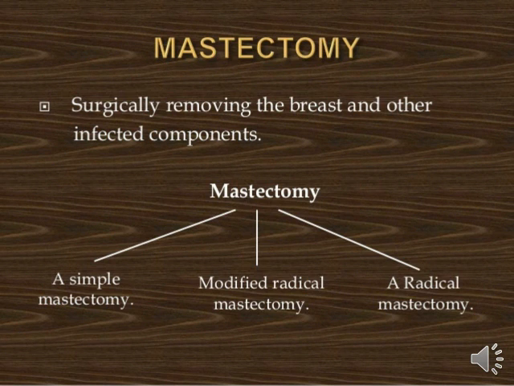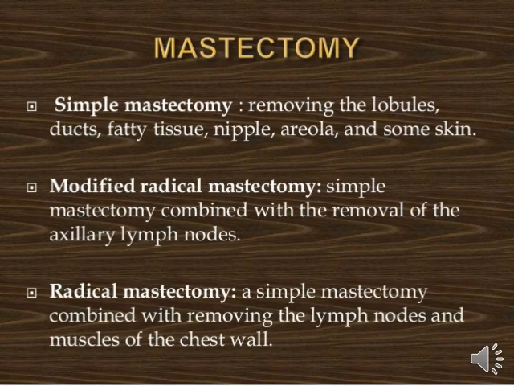Now, what is simple mastectomy? Simple mastectomy means removing the lobules, ducts, fatty tissue, nipple, areola and some skin. This kind of area we remove by the surgical incision in the site of the breast. If we perform simple mastectomy, we just remove these particular parts.